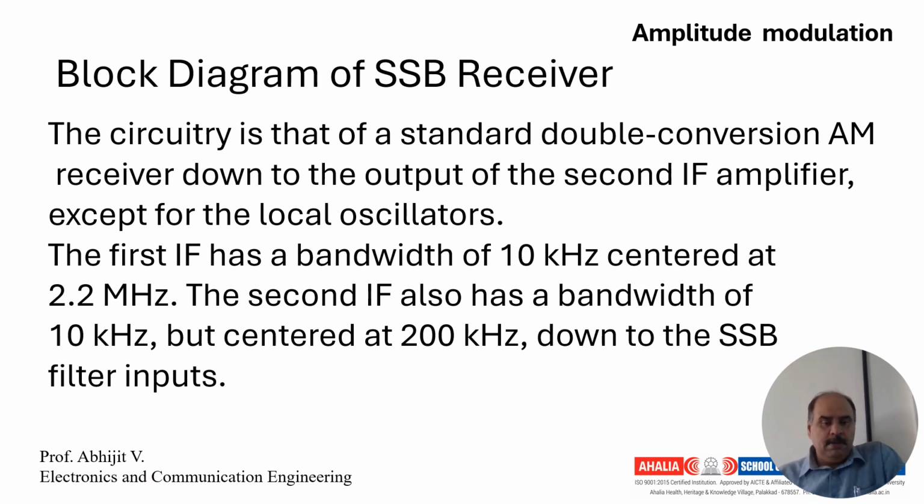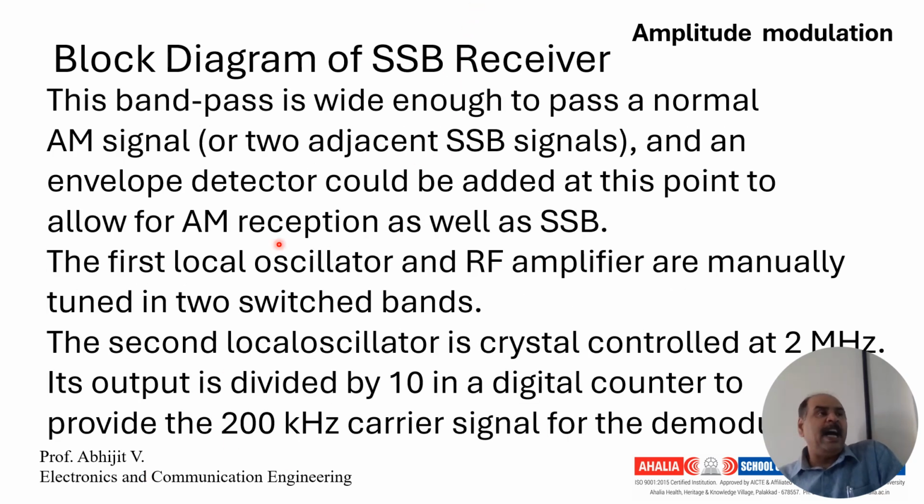The band pass is wide enough to pass a normal amplitude modulated signal, including both the SSB signals. So you are creating a band which is higher than the upper sideband and lower than the lower sideband, so that the signal passes through the band pass filter. And then we use an envelope detector that could be added to the signal to allow AM reception as well as SSB reception.